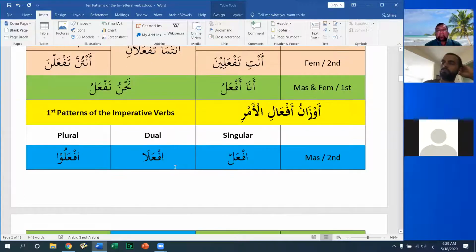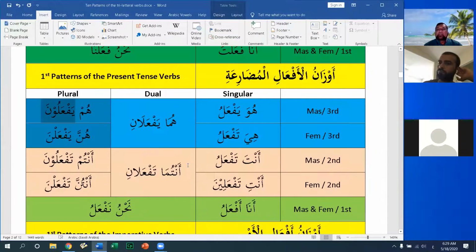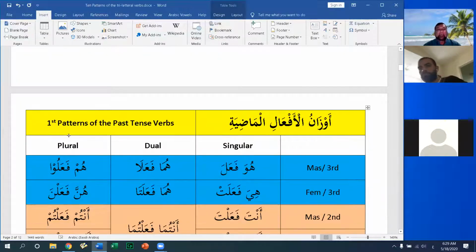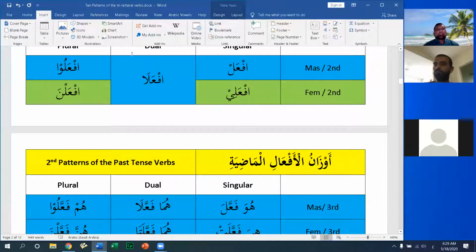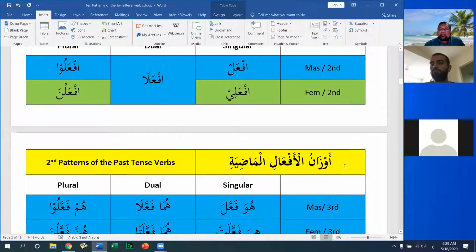The command, if'al, if'ala, if'alu, if'ali. And I wanted this to be on one page. Why did it mess up? And now we go, so everybody know this pattern, right? If'al, if'ali, if'ala, if'alu, if'alna. As long as you know this pattern, look at what happens with the rest of them. They're pretty straightforward.